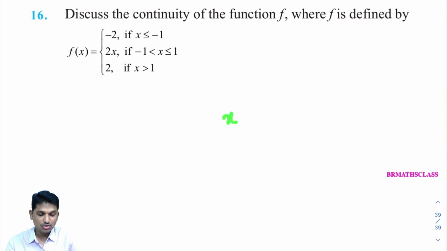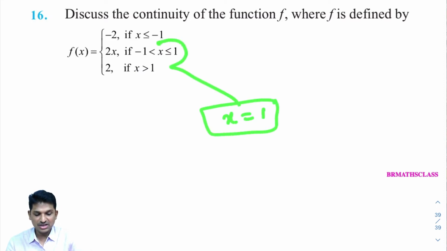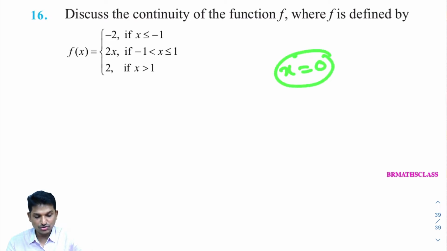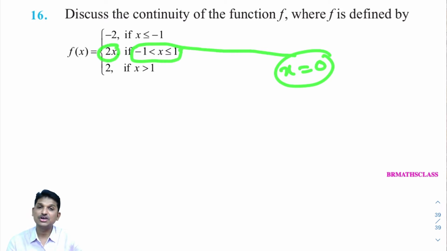Okay. x equal to 1 is there. Then which function to choose? Here, look here. x equal to 1. At that time we need to choose the second function. Suppose x equal to 0 is given. Then which function to choose? 0 is in this interval. At that time I need to choose the second function.